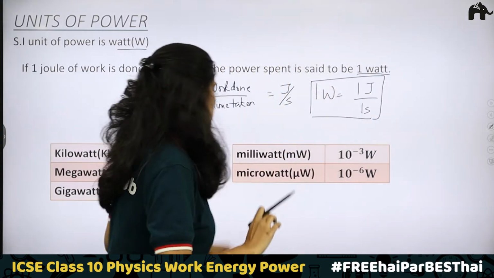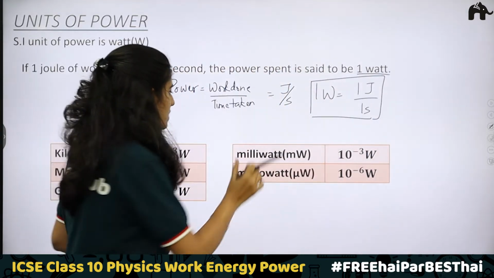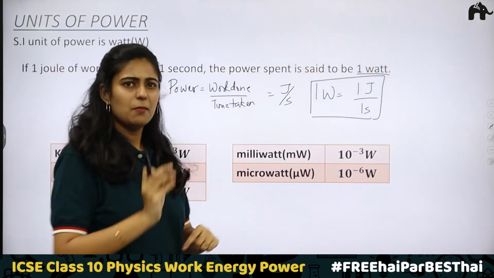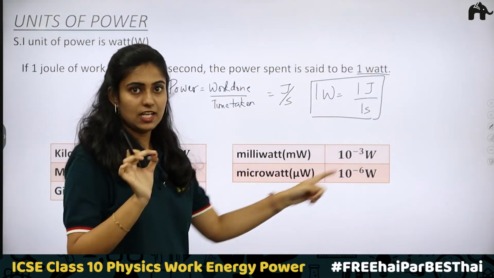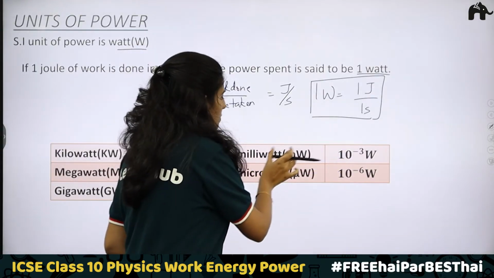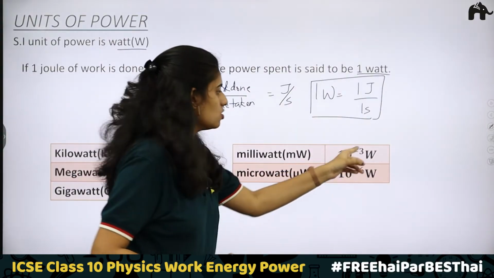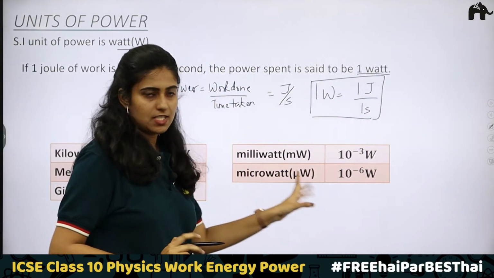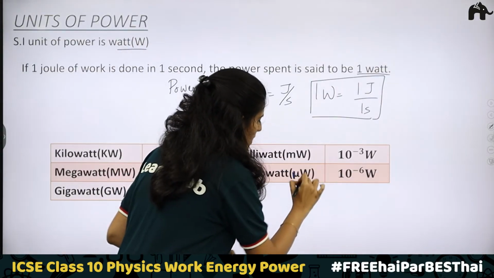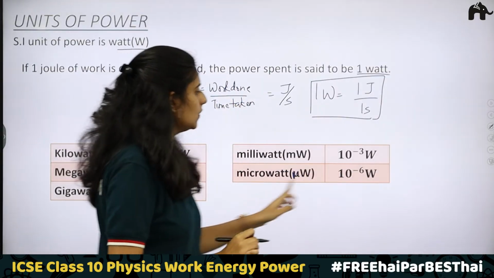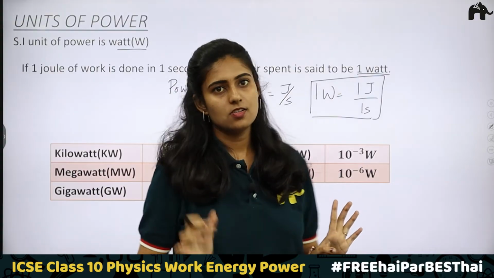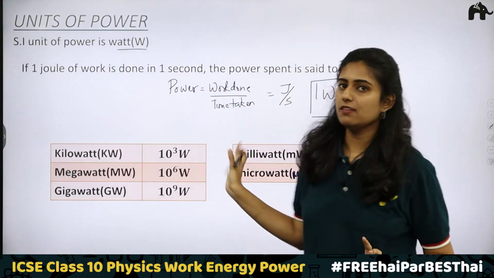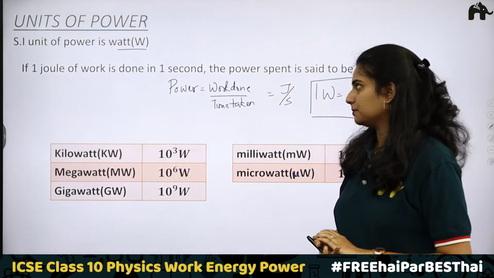Now, the smaller units, two smaller units we have to study. One is milliwatt and the other is microwatt. Milli means 10 raised to minus 3. So, 1 milliwatt will be equal to 10 raised to minus 3 watts. And 1 microwatt is represented like this. This is a symbol to represent micro. Microwatt is equal to 10 raised to minus 6 watts. So, we have studied the SI unit and 5 other units of power.